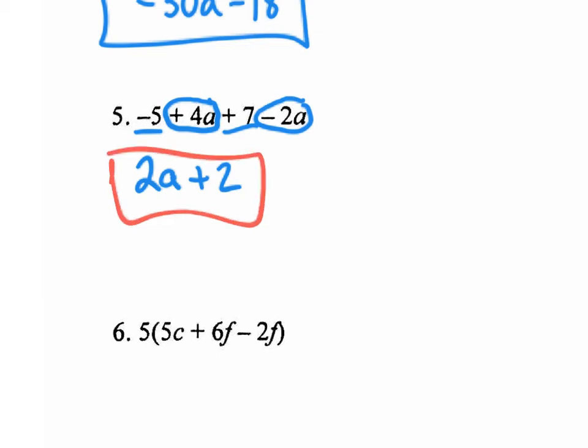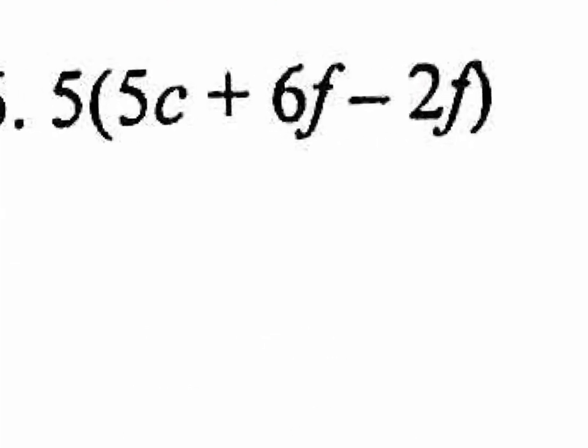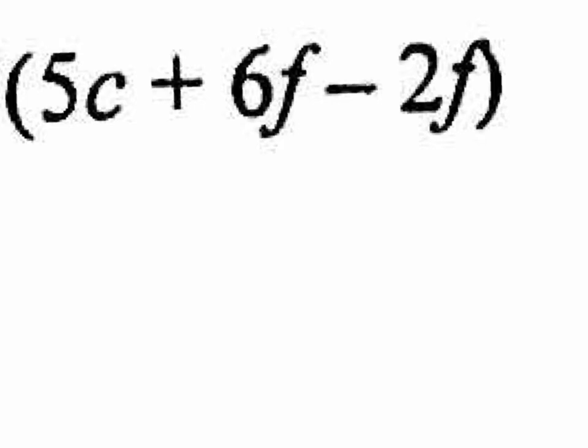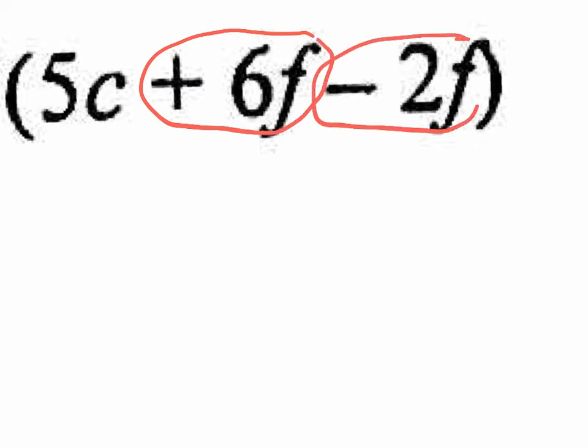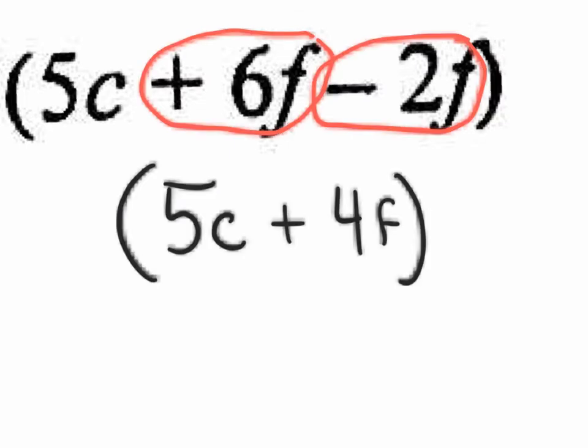Moving on to number 6. Is there any distributive property on number 6? Absolutely. Now, before we distribute, before we start saying 5 times 5, 5 times 6, 5 times 2, on the inside of the parentheses, is there anything that you could actually do to make it look nicer? That's right. The 6F combined with the minus 2F. So that's 4F, right? So let's rewrite this guy. Parenthesis 5C plus 4F. It's a little bit nicer to work with now.